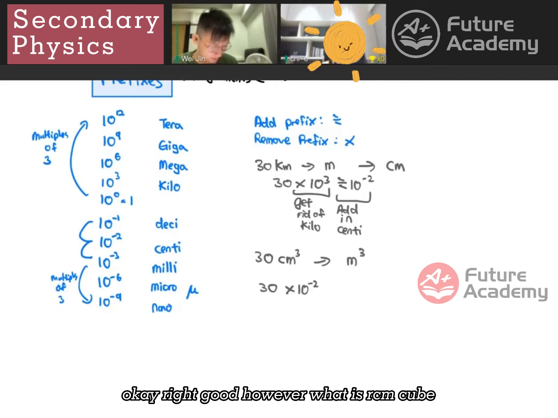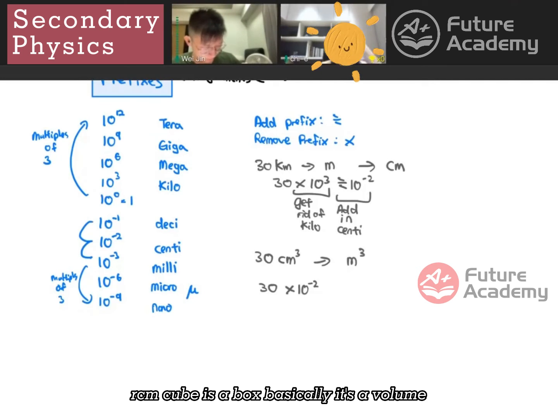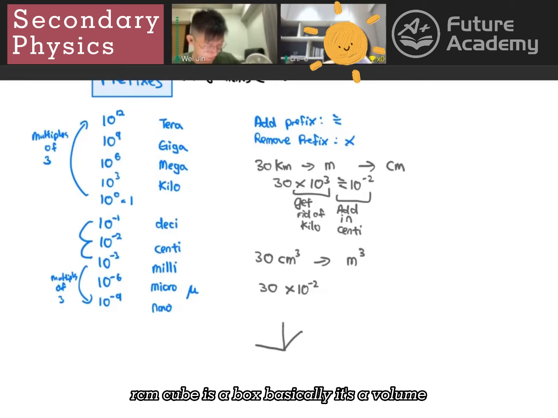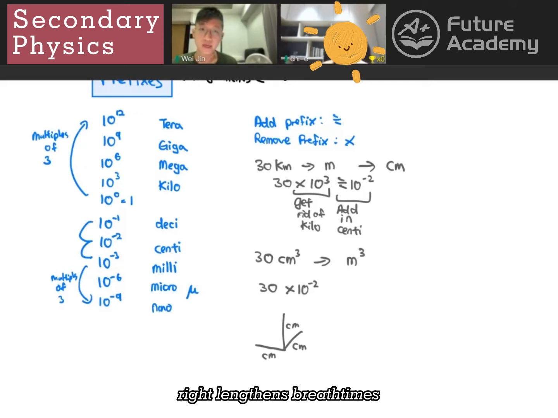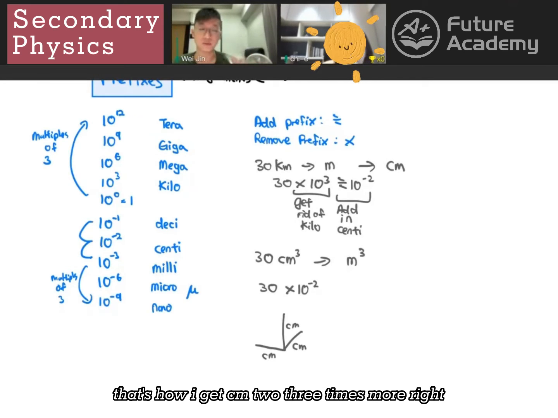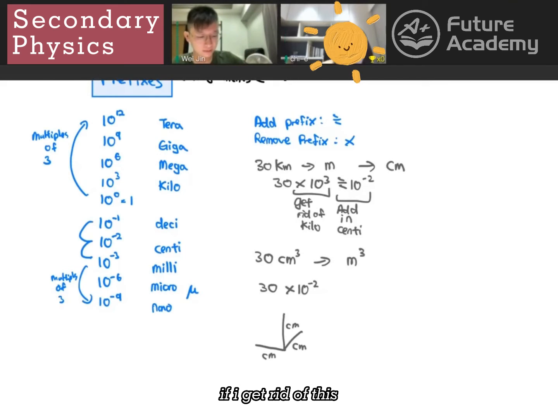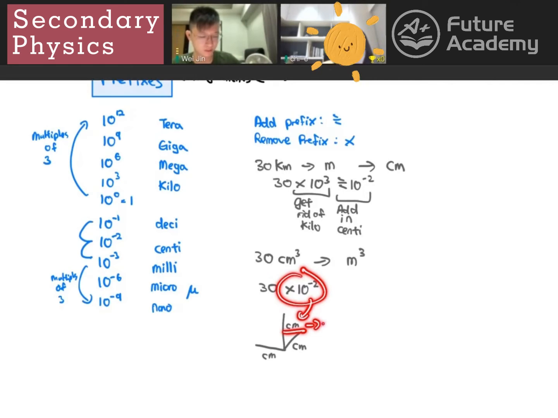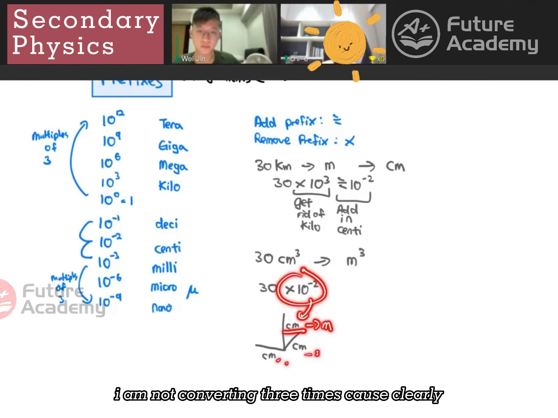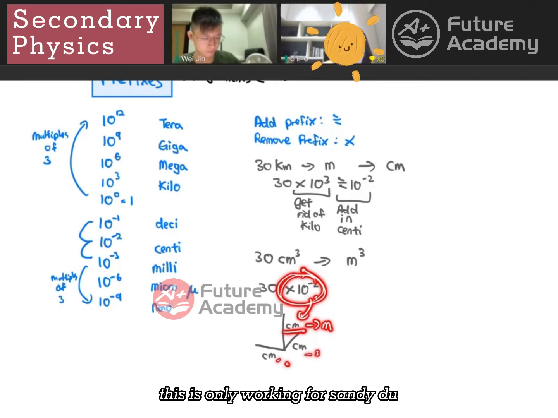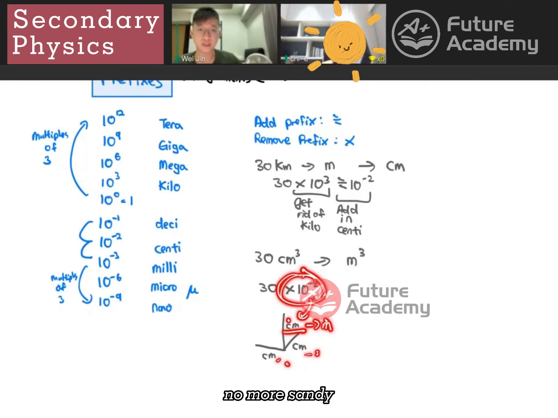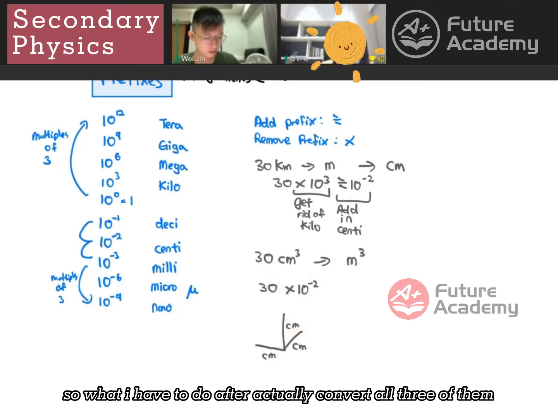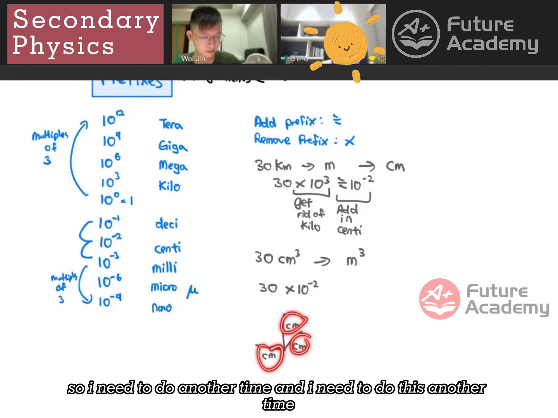However, what is a cm cube? A cm cube is a box, basically. It's a volume where each side is actually going to be cm. Length times breadth times height. That's how I get cm cubed, 3 times. If I get rid of this once, I'm actually only converting one of the cm into meter. I am not converting 3 times, because clearly this is only working for centi to no more centi. So what do I have to do? I have to actually convert all 3 of them. So I need to do this another time, and another time.